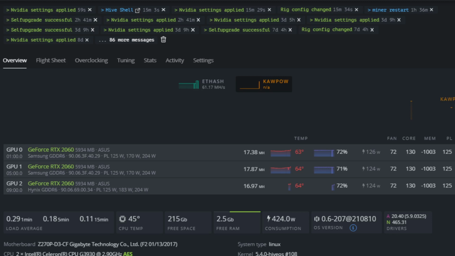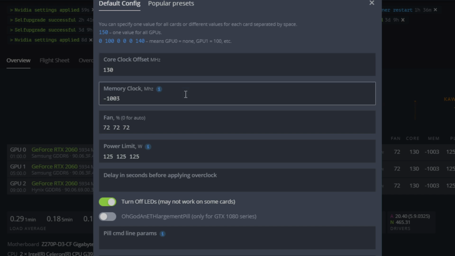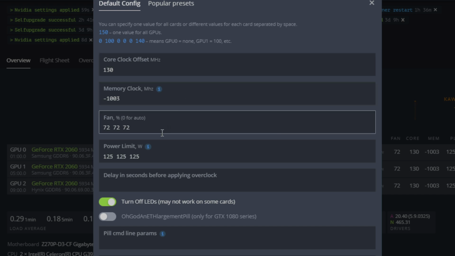Hello, just want to go over the settings that I'm using to mine Ravencoin on the RTX 2060 GPUs. For the settings, very simple. I'm using an offset of 130 for the core, minus 1003 for the memory clock, fan speed set really high, 72%, and a power limit of 125.